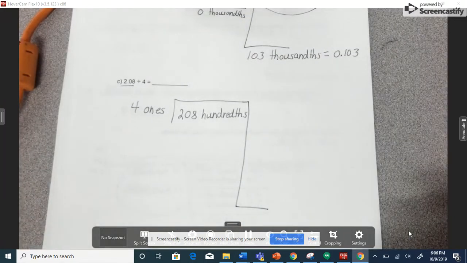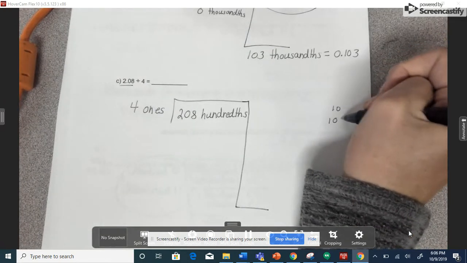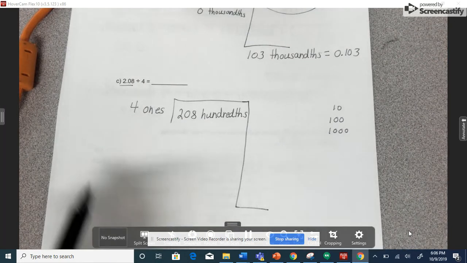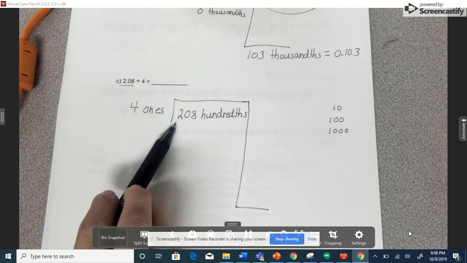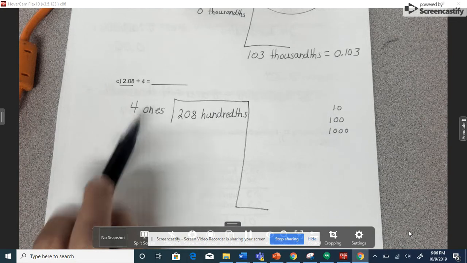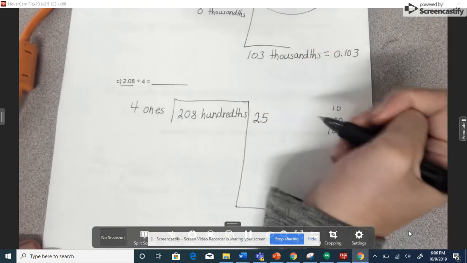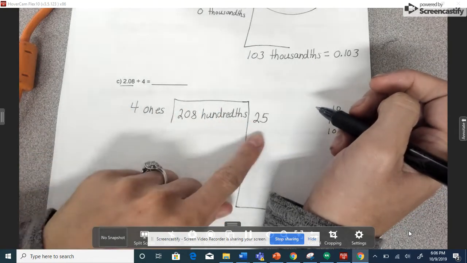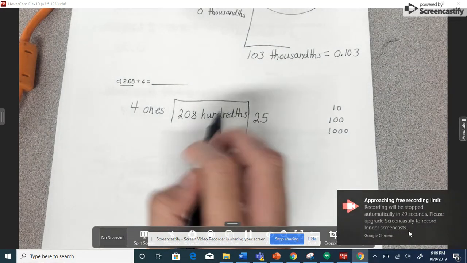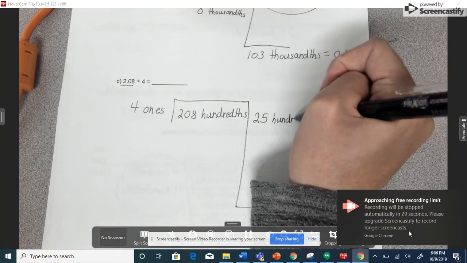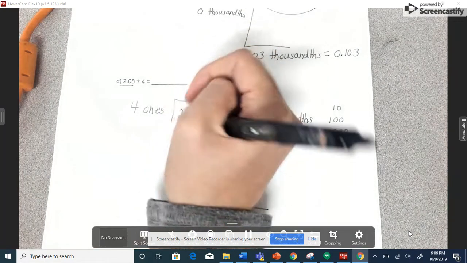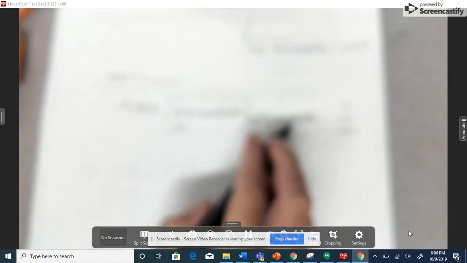There we go. So I'm thinking my multiples of 10, 100, or 1,000 to help me. Well, I don't know what 4 times anything to get exactly 208 off the top of my head. So I'm going to do 4 times, oh, I know 4 times 25 is 100. So I'm going to do 4 times 25. Just like if we had 4 quarters, each quarter is 25 cents, and that means that's $1. So 4 ones times 25 hundredths, see, 4 times 25 is 100. Ones times hundredths is hundredths.